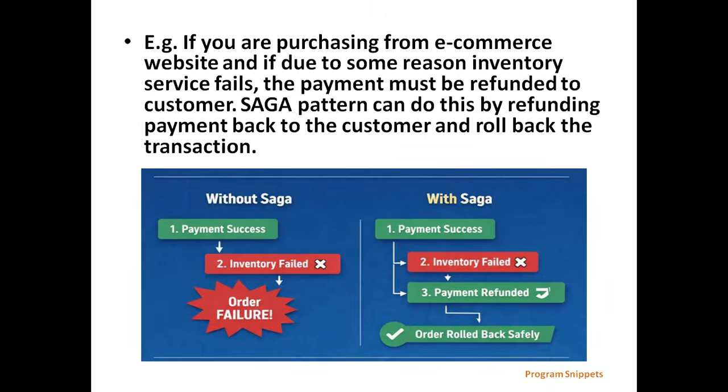For example, if you are purchasing from an e-commerce website and, due to some reason, the inventory service fails, the payment must be refunded to the customer. The SAGA pattern can do this by refunding the payment back to the customer and rolling back the transaction.